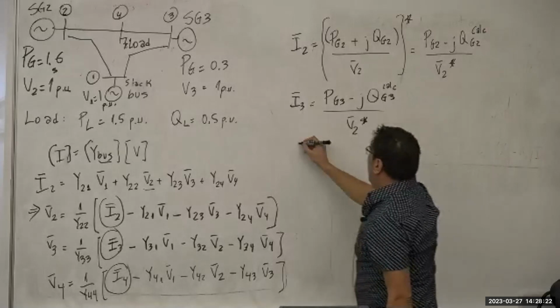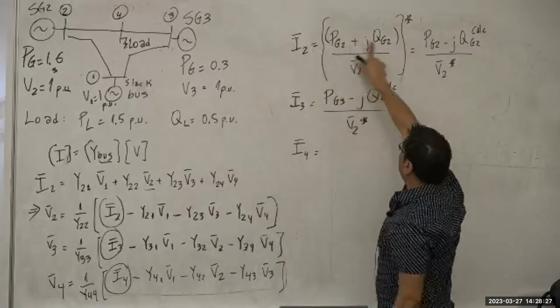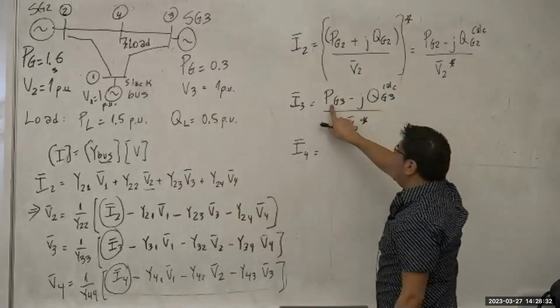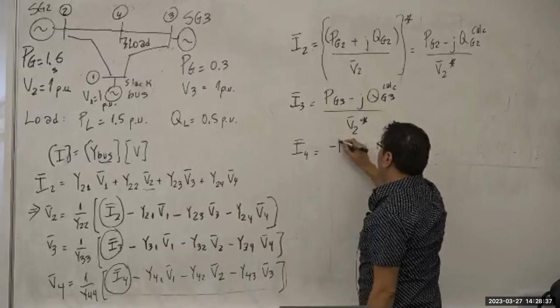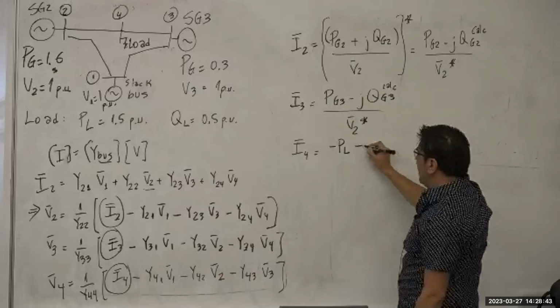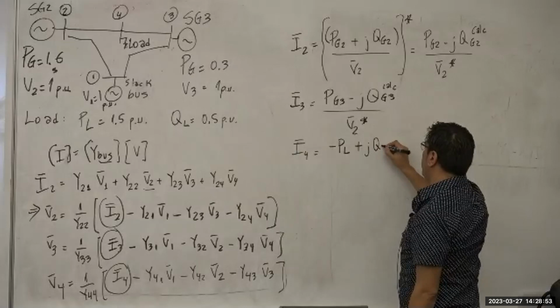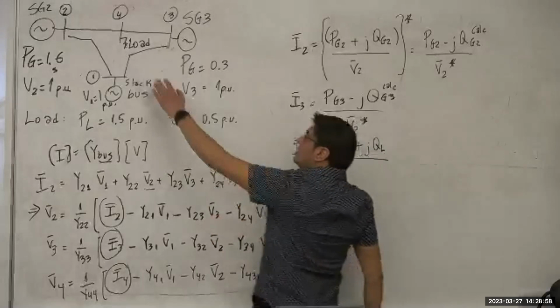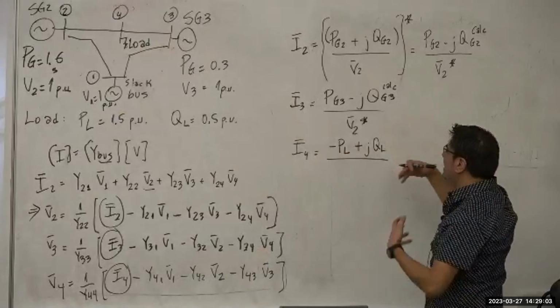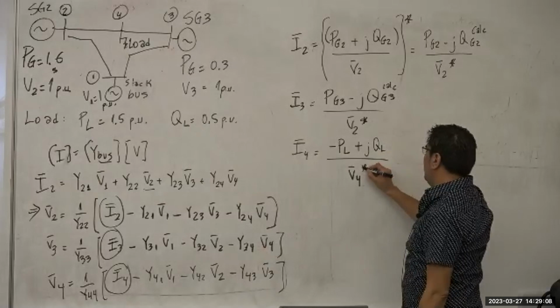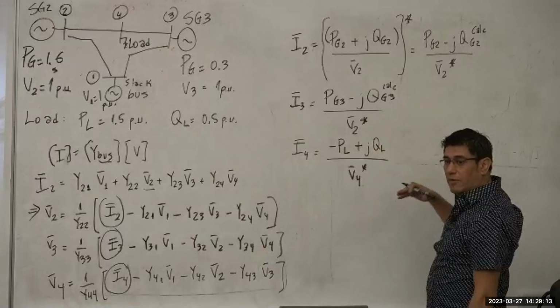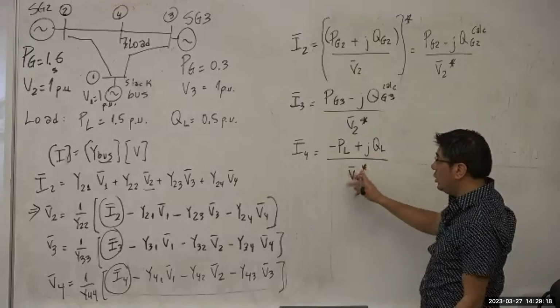For I4, that is easy. Because the injected power for bus four is going to be the negative of the power absorbed. So that's going to be negative PL minus, because it's conjugate, but the reactive power injected in bus four is negative QL. So this becomes this one. These two values are fixed, the specified value for the load. So these do not need to be calculated. The only thing that we need to use is whatever voltage V4 we have at the iteration. If we start from the flat start, this is going to be one angle zero. So that's how we are going to determine the current.